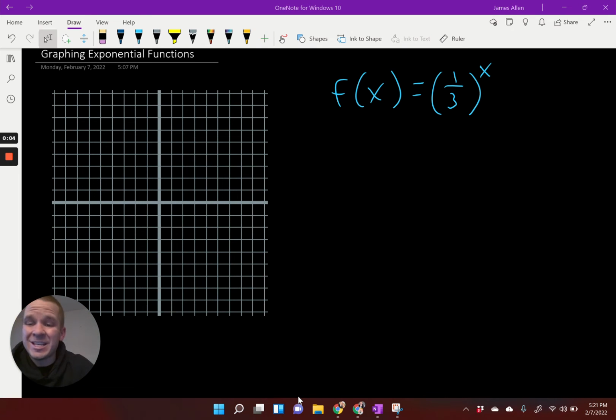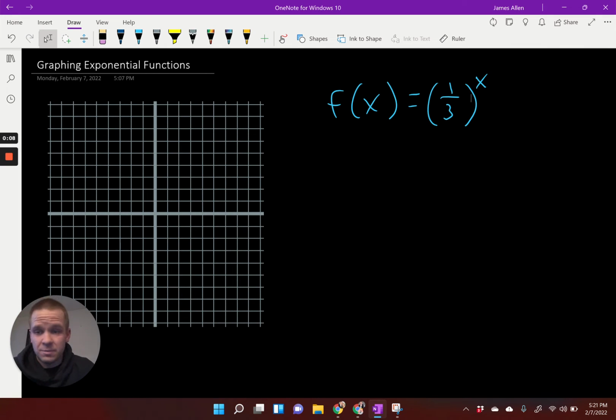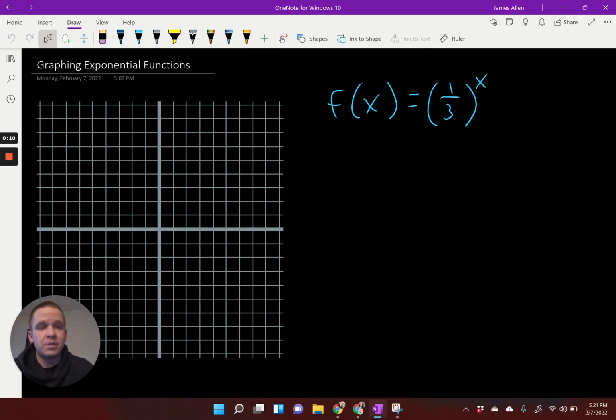So we're going to graph an exponential decay function this time here. So we notice that our base is between 0 and 1, so that's a decay function. All right, so it's going to look a little different this time. Let's start with a t-chart just like we did before and see what happens when we start plugging some values in.